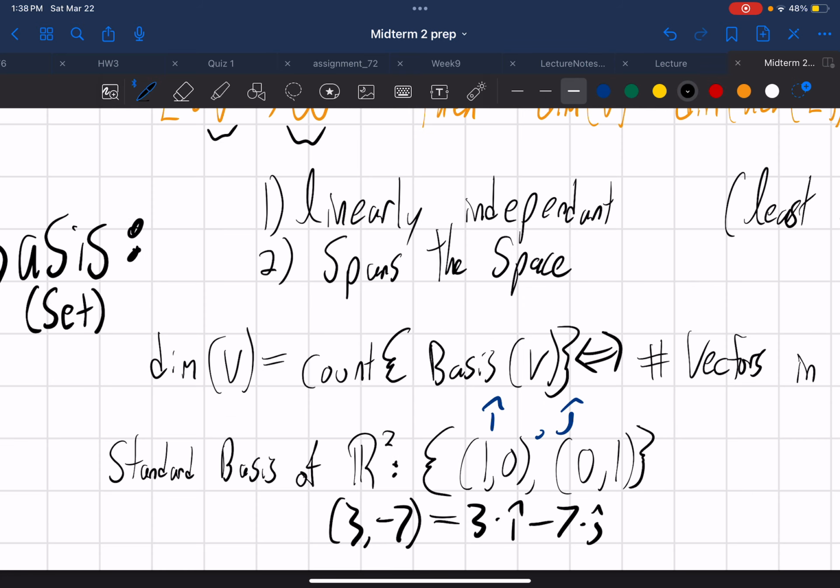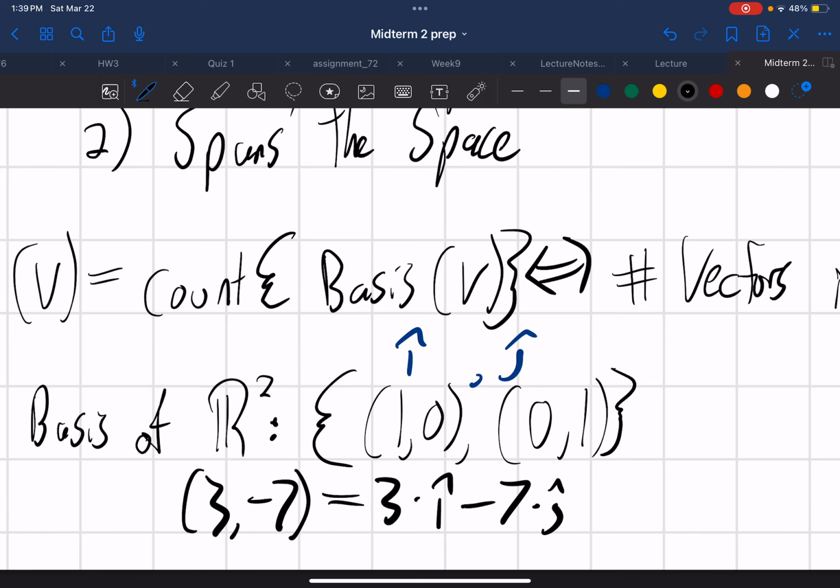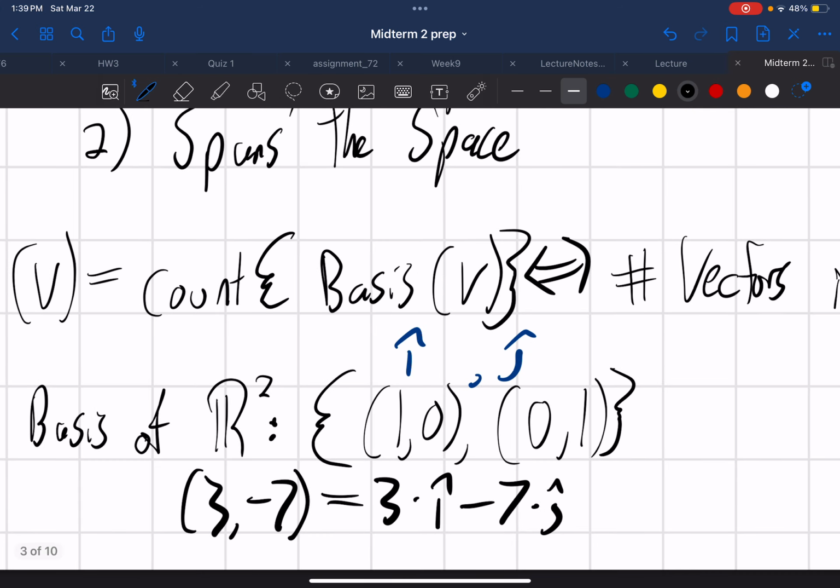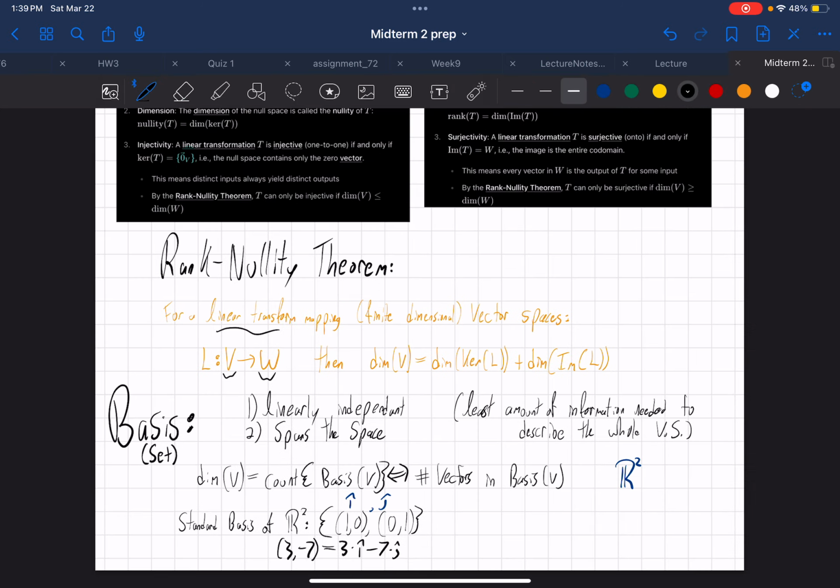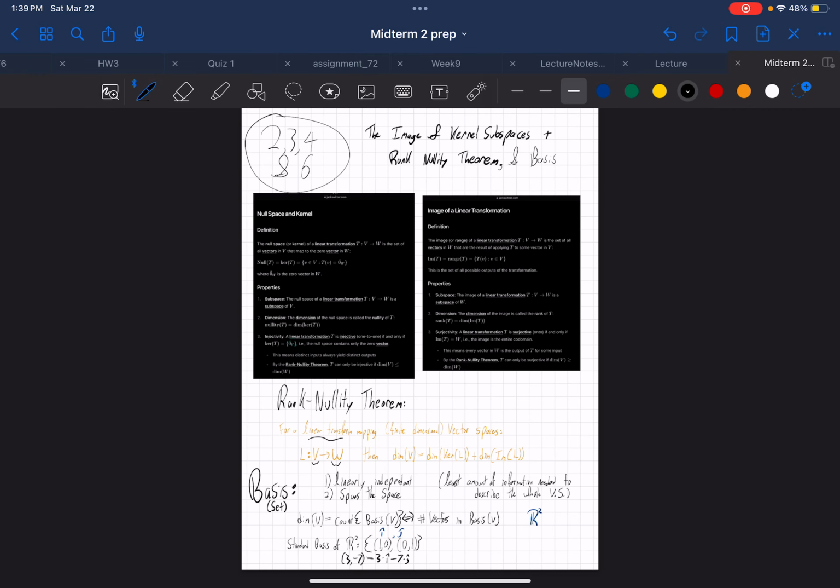So once again, the standard basis of R2 would just be i hat and j hat, or (1, 0) and (0, 1). Now this kind of makes sense because if we pick an arbitrary point in R2, say (3, -7), we can simply get there by doing 3 times i hat minus 7 times j hat. Okay? So this all kind of ties together with the idea of our linearly independent things.